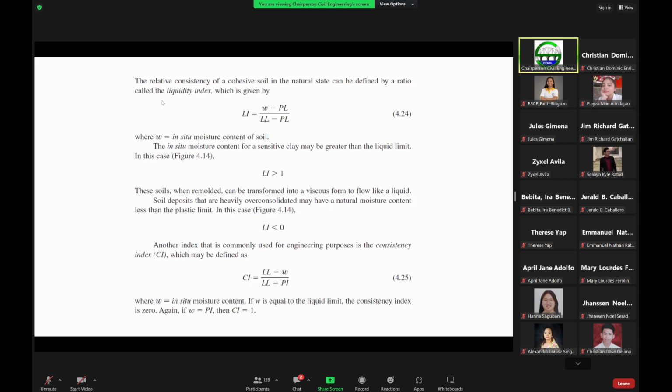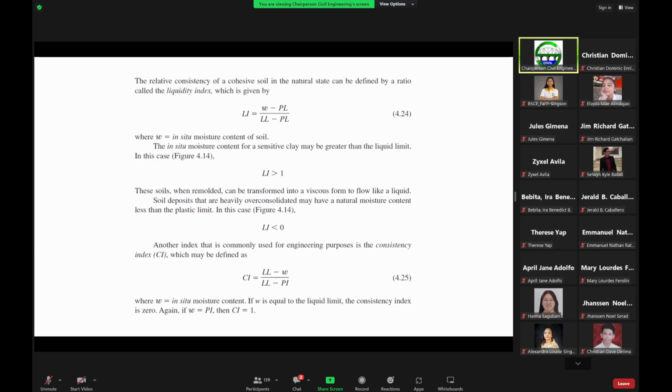So with this definition, the in situ moisture content for a sensitive clay may be greater than the liquid limit. In the case of a sensitive clay, if the in situ moisture content is greater than the liquid limit, then it would follow, since you have the same plastic limit here, that the liquidity index would be greater than 1. Now, these soils, when remolded, can be transformed into a viscous form to flow like a liquid.